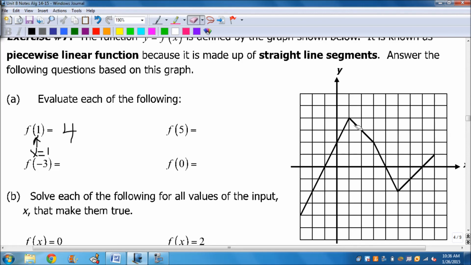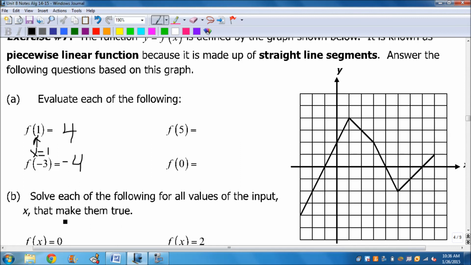All right, so now let's find f of -3. Well, f of negative 3 happens right here at negative 3 on the x-axis. So then I go down to where the graph is, and it's at negative 4. So that's my y value. My corresponding output is negative 4. Okay? So please press pause and try the next two examples, f of 5 and f of 0, and then come back to see how you did.